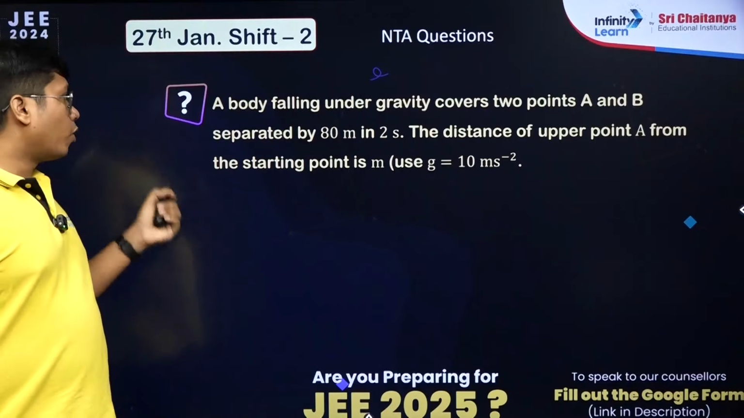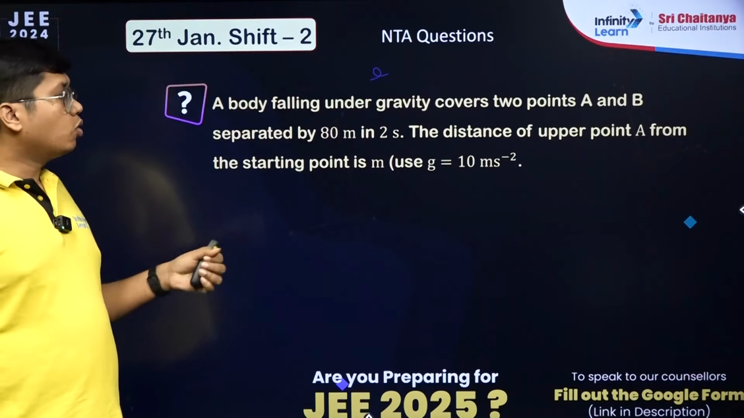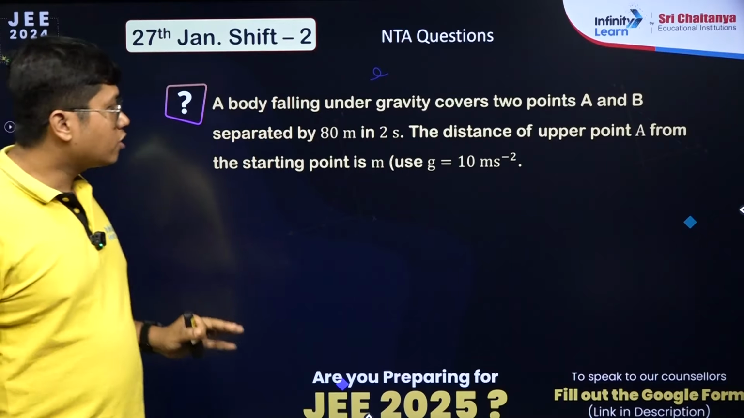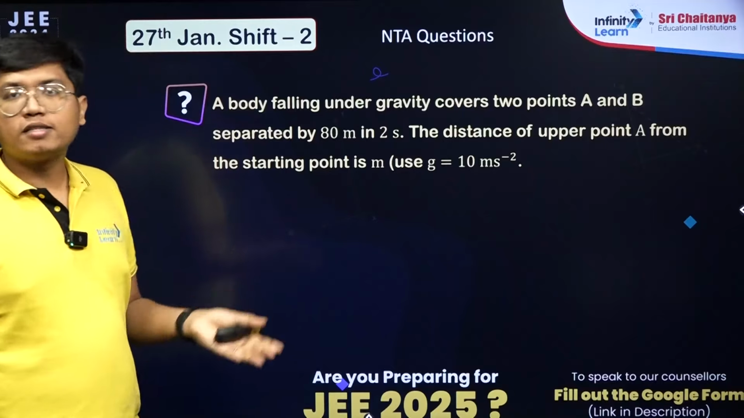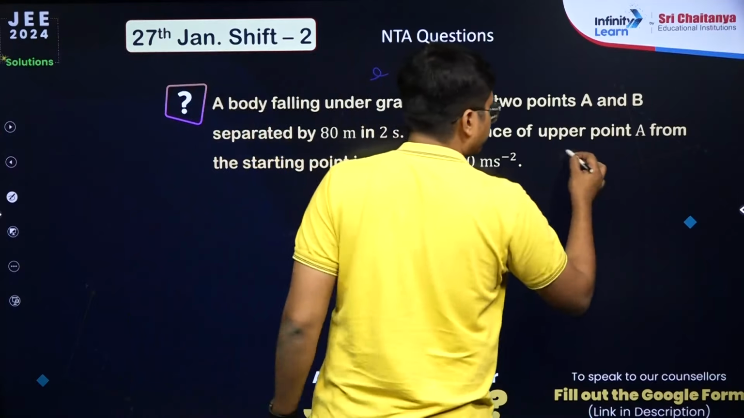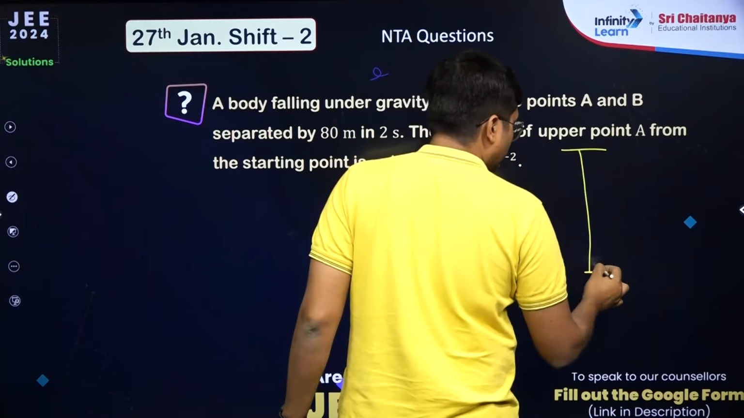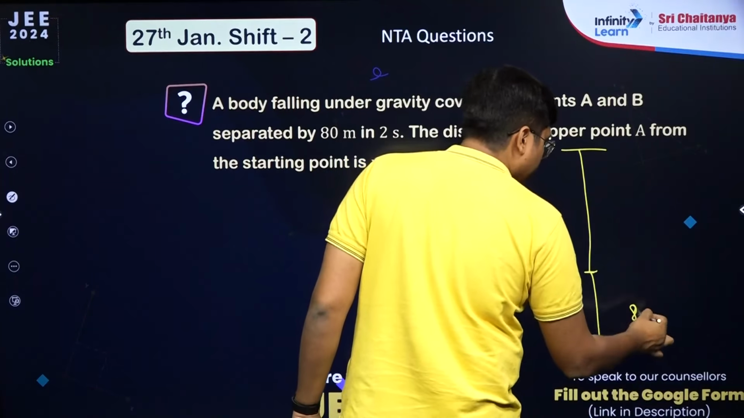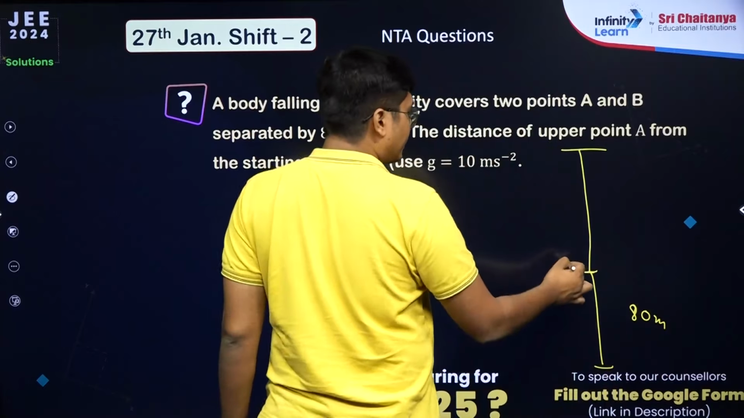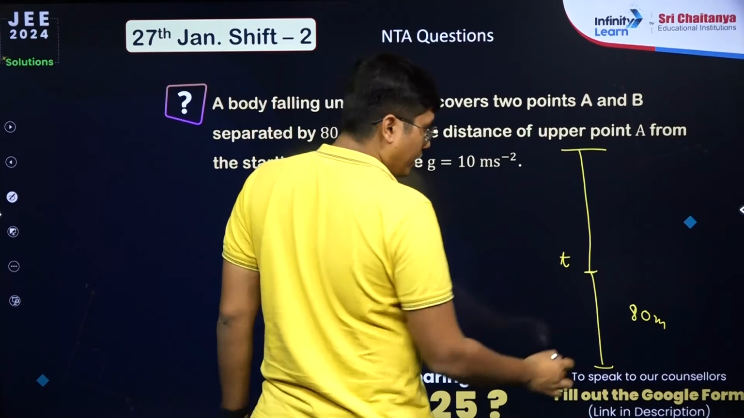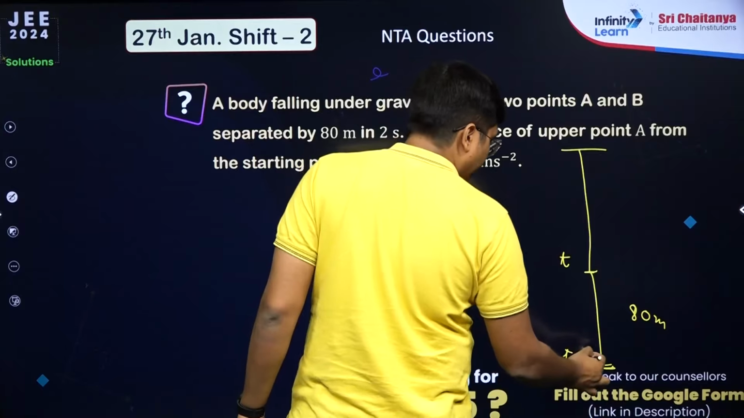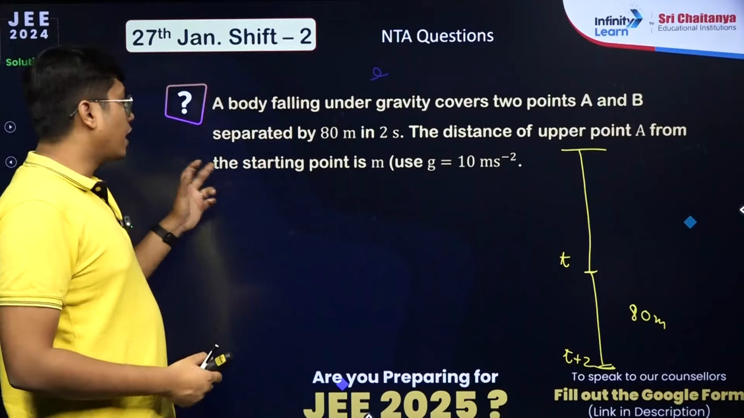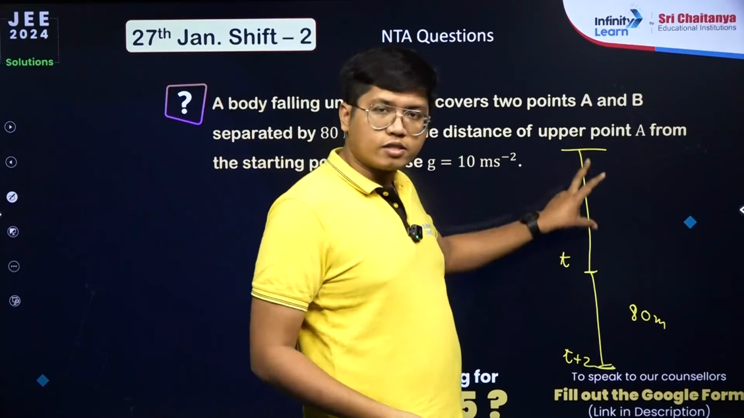Next question says a body falling under gravity covers 2 points A and B separated by 80 meter in 2 seconds. The distance of the upper point from the starting point in meters is how much? So let's say that it falls over here, and after 2 seconds, it falls another 80 meters. Let's say that the time till here was t. Then the time when it reaches here is going to be t plus 2. They are asking the distance of the upper point from the starting point. So they are asking for this distance.